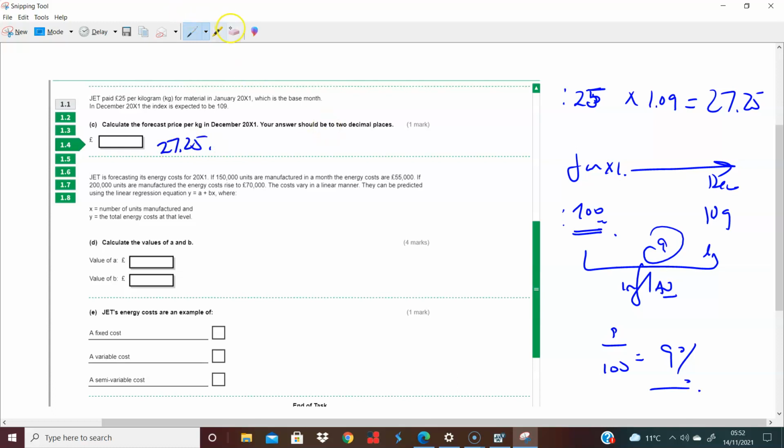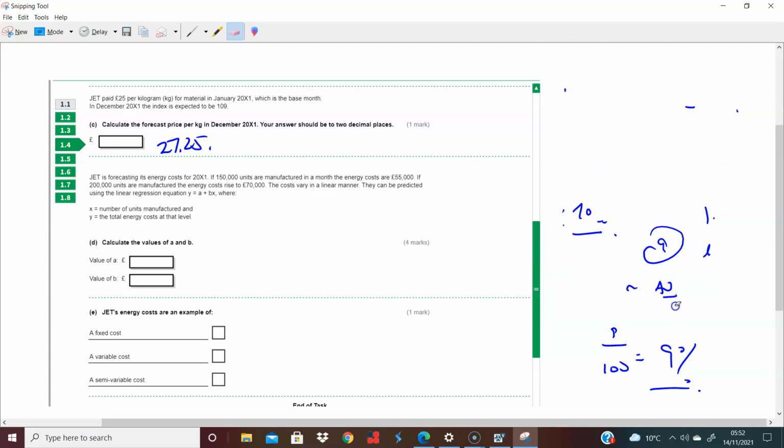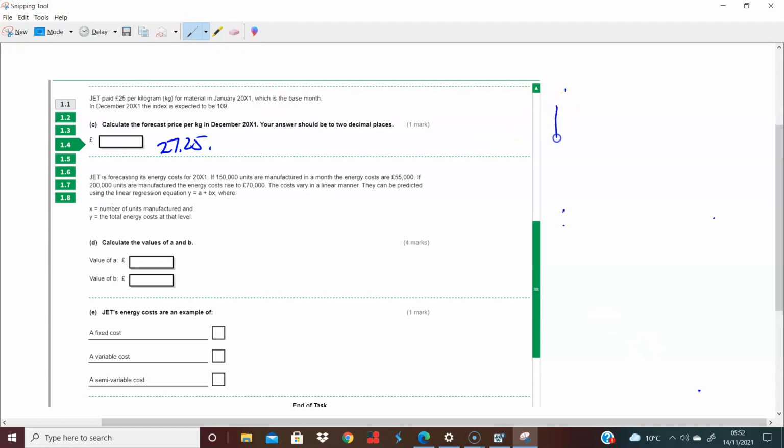Okay, right. This next question, if you have gone through the course or looked at some of the exam kit questions, which you need to be doing before you start this, you can see that really this is just the high-low method glorified. So let's play with that quickly. Let's just draw the graph. It says that when 150,000 units are manufactured, the energy costs are 55,000. So I'm going to put that here, 55,000.